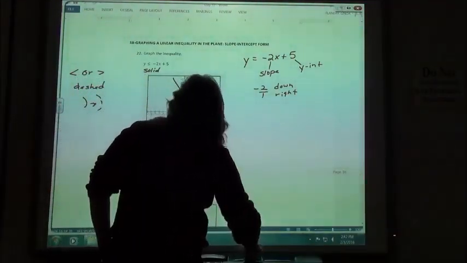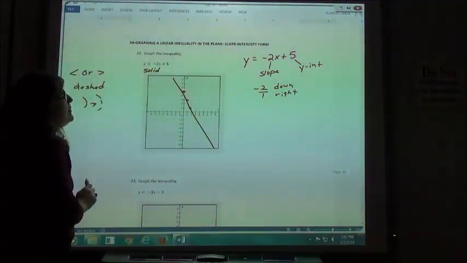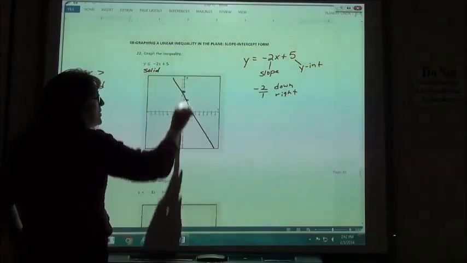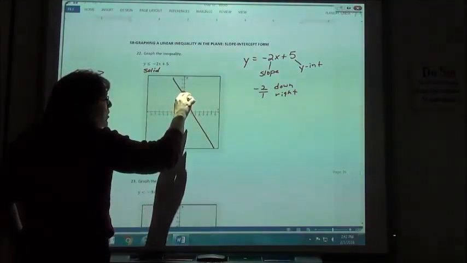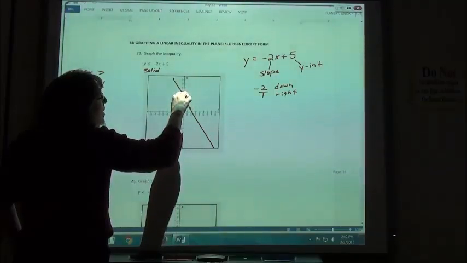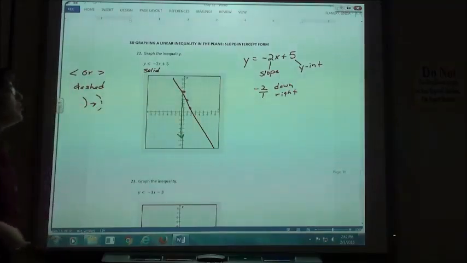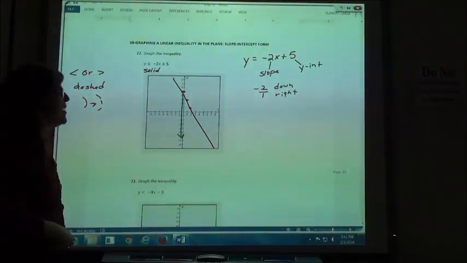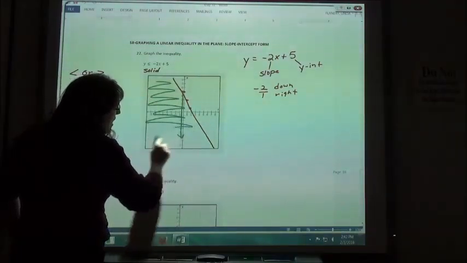Then we're going to do our shading. So when we look at our shading, we're thinking about the y values being less. The y-axis goes up and down. So if I was going greater, I would go up, less I would go down. What I like to do is find my y-intercept, draw straight down on my y-axis, if I could draw straight, and which side of the line am I on? I'm down here. So this is the side that's going to get shaded.